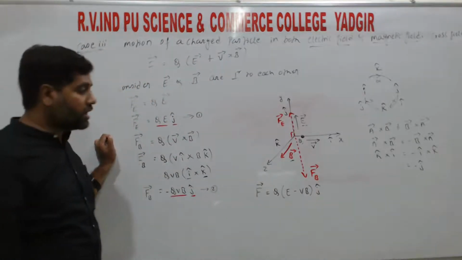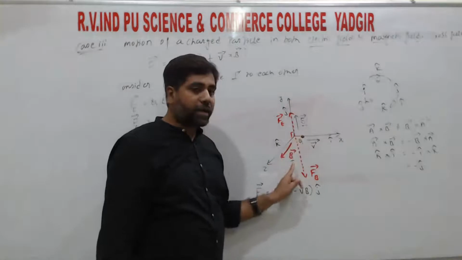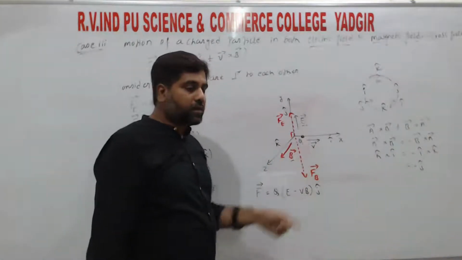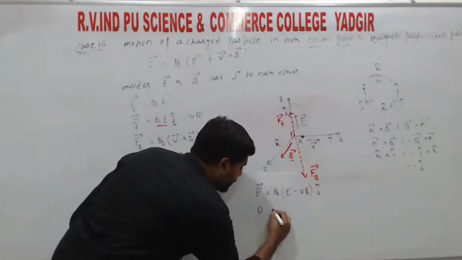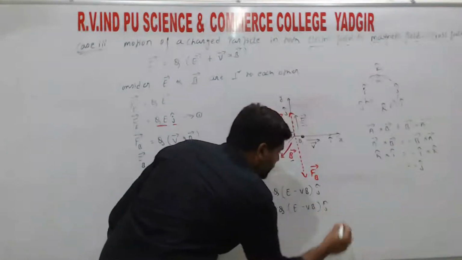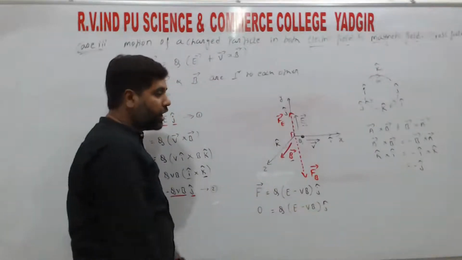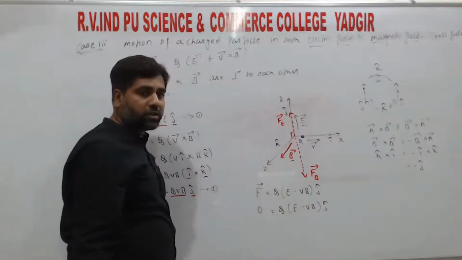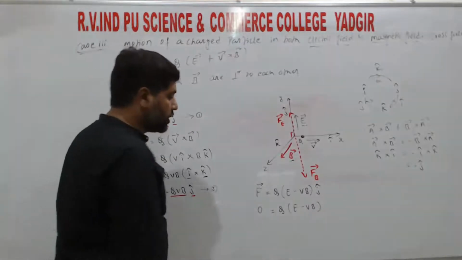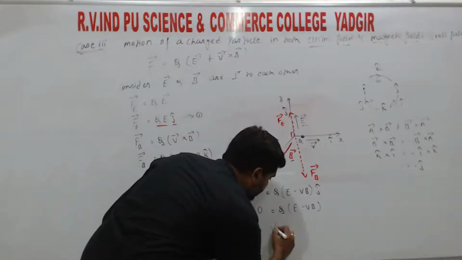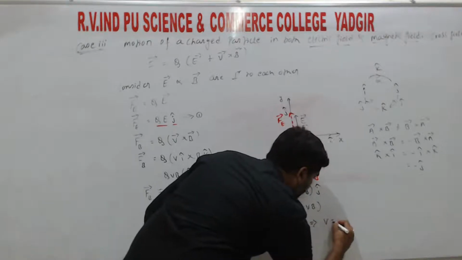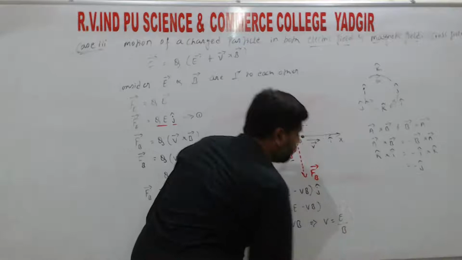Right? So we are adjusting the electric field and magnetic field such that the force on the charged particle is 0. That is, 0 equals Q into (E minus VB) into J. So this is the direction. There are two equal and opposite forces, so since they are equal and opposite, they cancel. So we can write E equals VB. This implies V equals E divided by B.